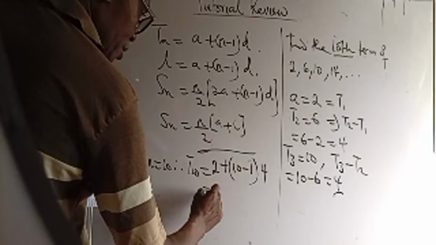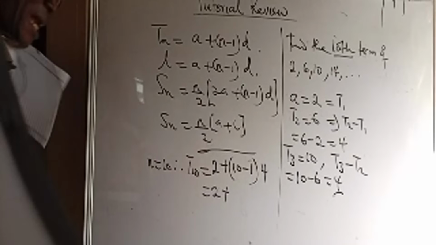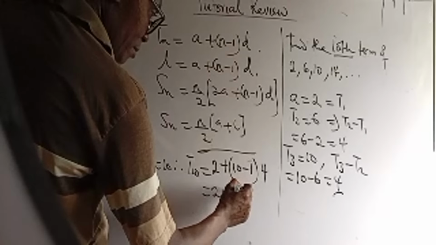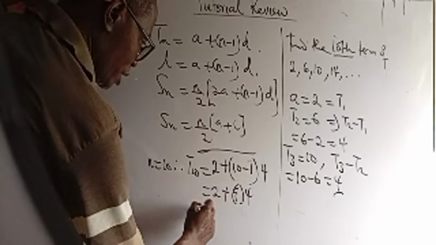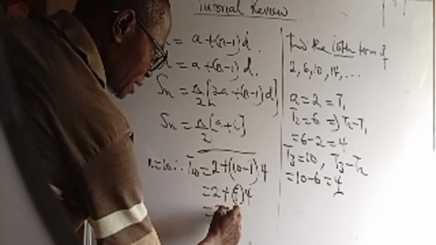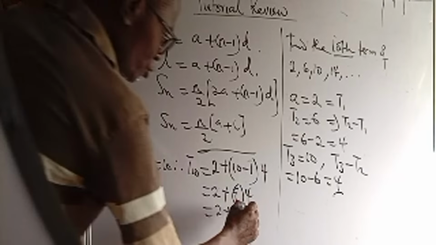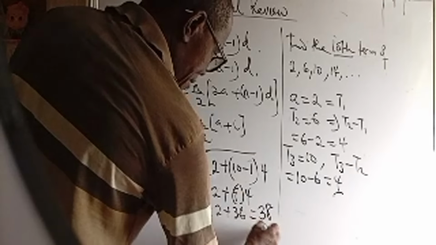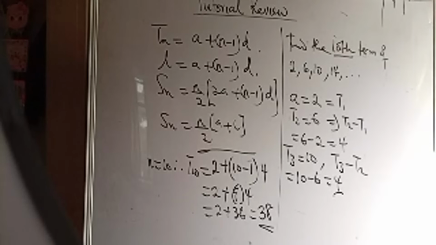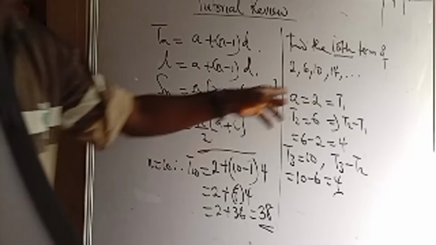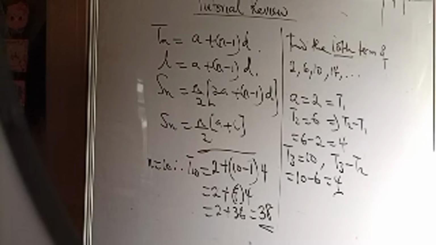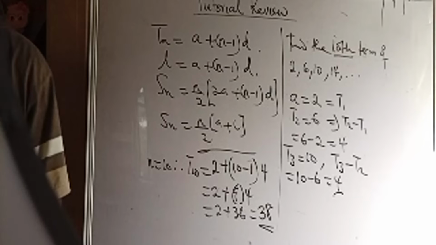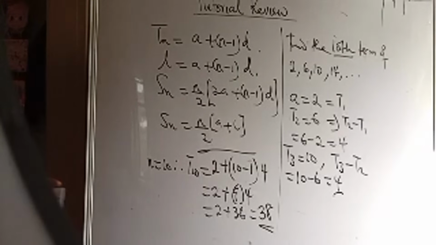So that was 2 plus 10 minus 1, which is 9, multiplied by 4. So 2 plus 9 times 4 is 36. So 2 plus 36 is 38. So the number that will occupy the 10th position in this AP series is 38. So that is about that.